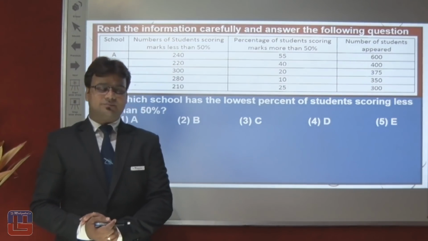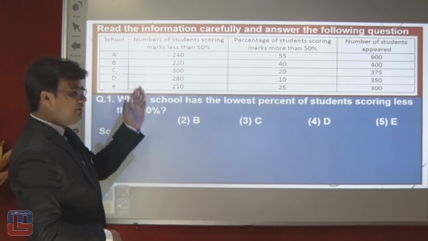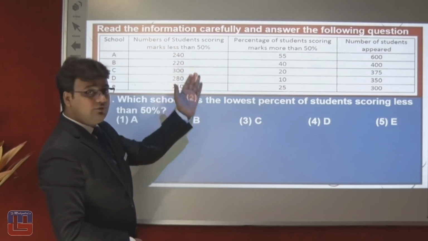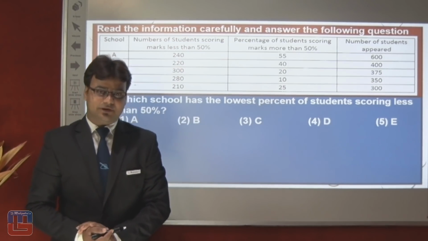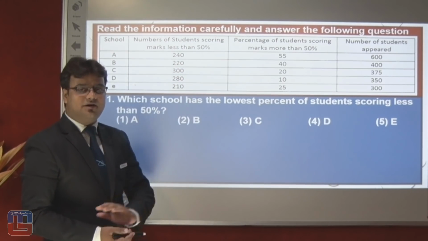This DI is a number based problem. Here are 5 schools: A, B, C, D and E. Here is the number of students who are scoring marks less than 50%. These numbers are 240, 220, 300, 280 and 210.